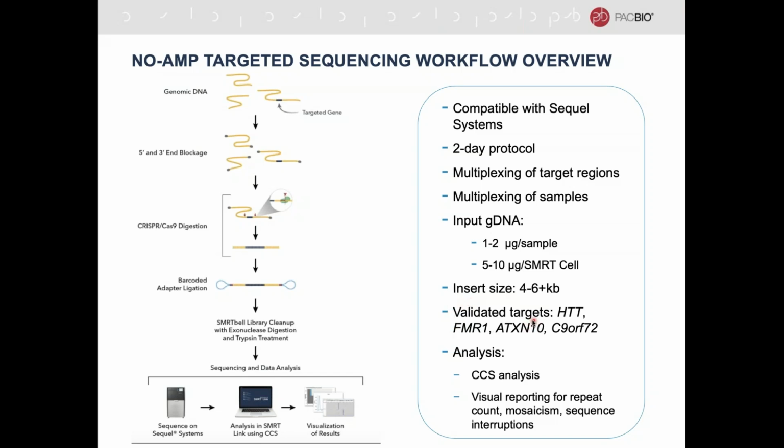In the protocol, you will see we have validated 4 different targets. And when I say validated, that means we have all the guide RNAs and everything already outlined in the protocol. And this is for the Huntington's disease locus, for the Fragile X disease locus, for the spinocerebellar ataxia disease locus, and from the ALS disease locus C9orf72.